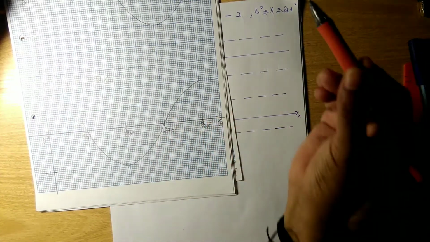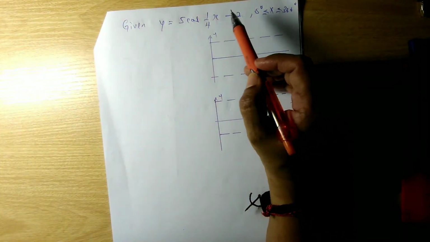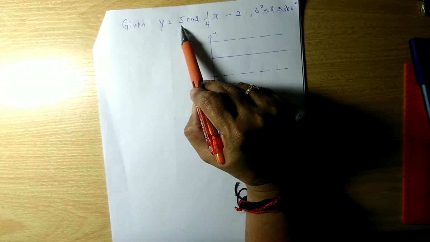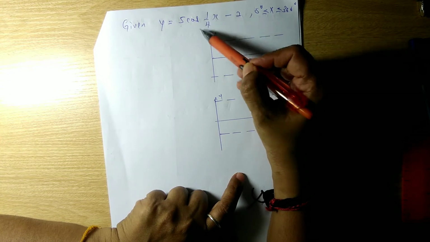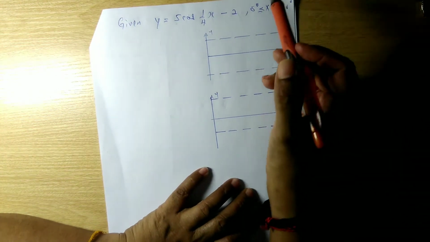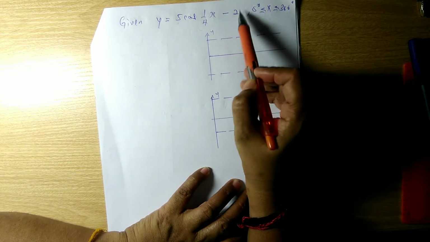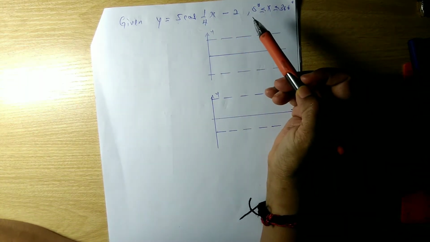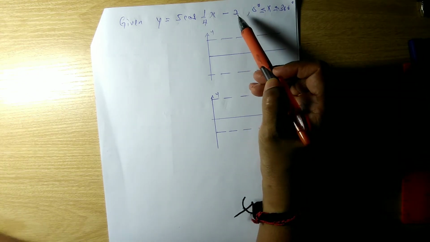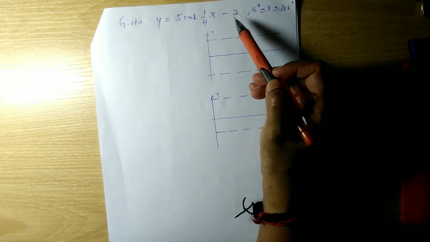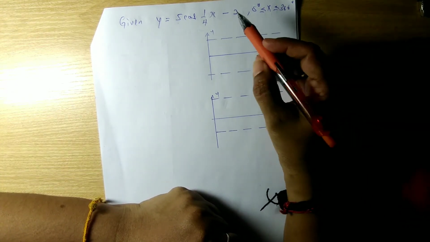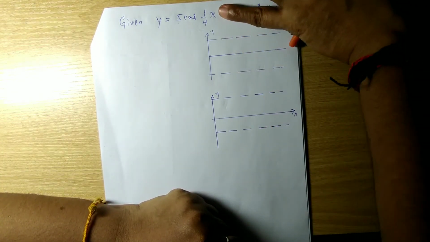There is the original graph, but now when we look at this, we know our amplitude is 5. 1 over 4 means we are only going to draw a quarter of the cycle. And negative 2 here means the graph is shifted negative 2 places. That means it moves down 2 places from the original position. So now let's just draw this.